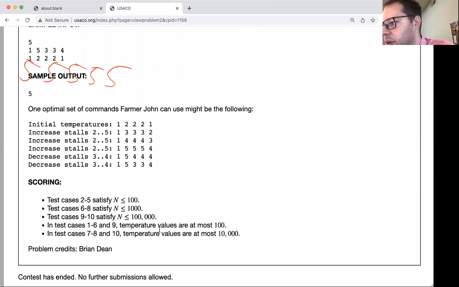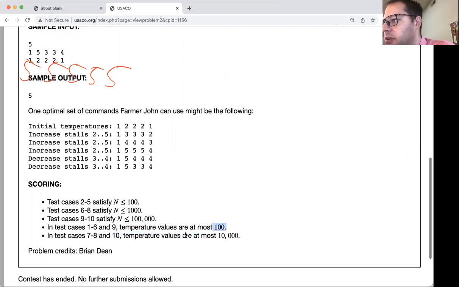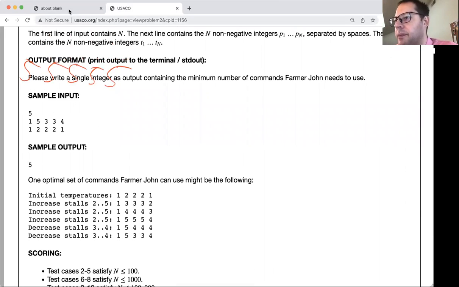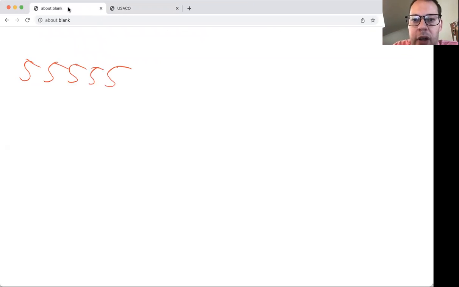Oh yeah, here we go. Temperature values at most 100. Temperature values at most 10,000. They don't specify negative numbers, but yeah, we can create negative numbers just by starting at 5. So let's do that. So then I'm going to have 2, 7, 6, 3, 4.